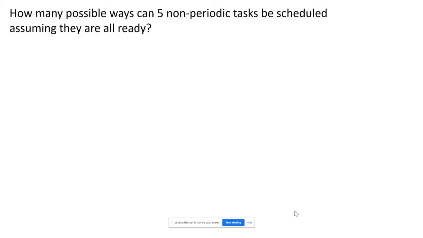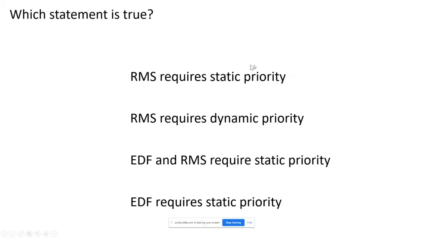Okay. How many possible ways can 5 non-periodic tasks be scheduled, assuming they are all ready? Basically, just 5 factorial, because if they're all ready, that's the number of ways you can schedule them. Ready meaning that they're not asleep, they're ready to go, and they want to run. So you have to decide what order you want to run them in.